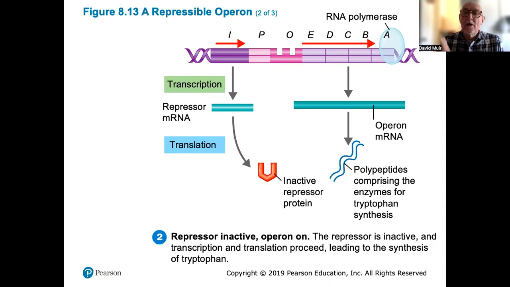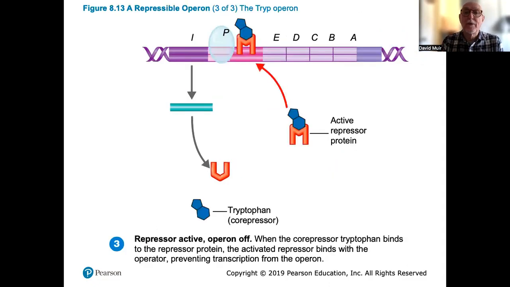But tryptophan itself acts as what is known as a co-repressor. That is, it can bind to the repressor protein. This repressor protein normally is inactive in the repressible operon. It is inactive until tryptophan binds. Tryptophan binds to it, activates it, and it plugs into the operator there and switches the genes off. The polymerase can no longer get past. The genes are no longer read off.